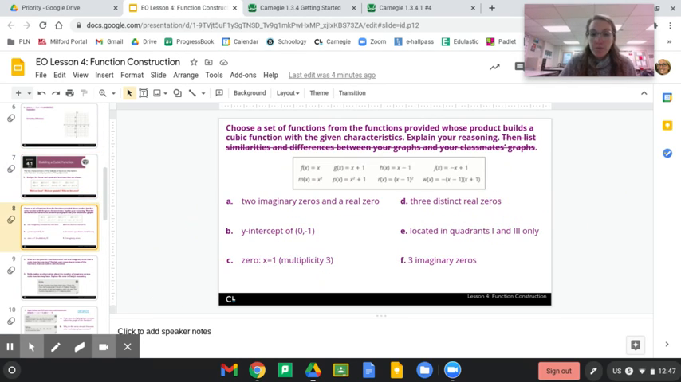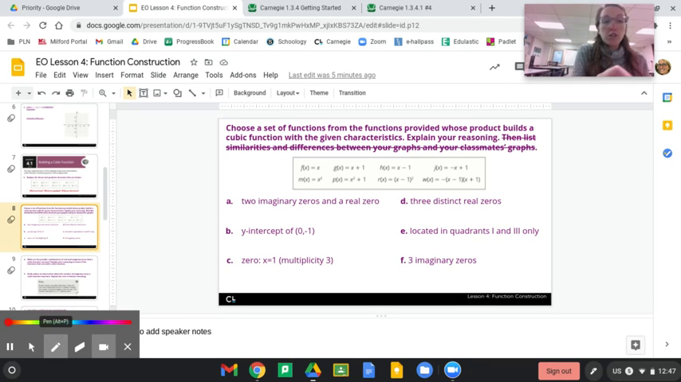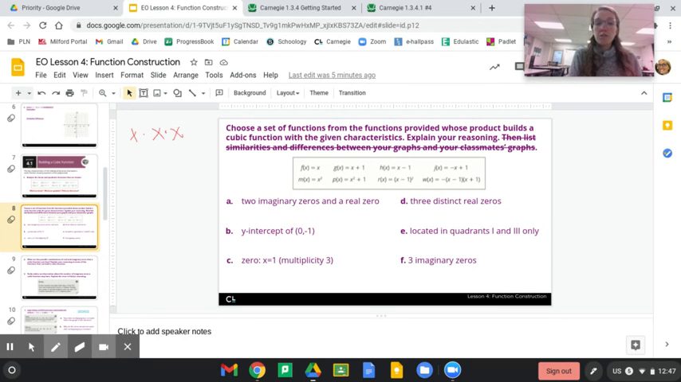You're going through, and the goal is to create new functions. So like for A, it says we want to create a cubic function. So to create a cubic function, that means we need to end up with an x cubed. So like x times x times x would give us x cubed. So if we multiplied 3 linear factors together, we get an x cubed. Or x times x squared is x cubed. So we can multiply a linear factor by a quadratic factor.